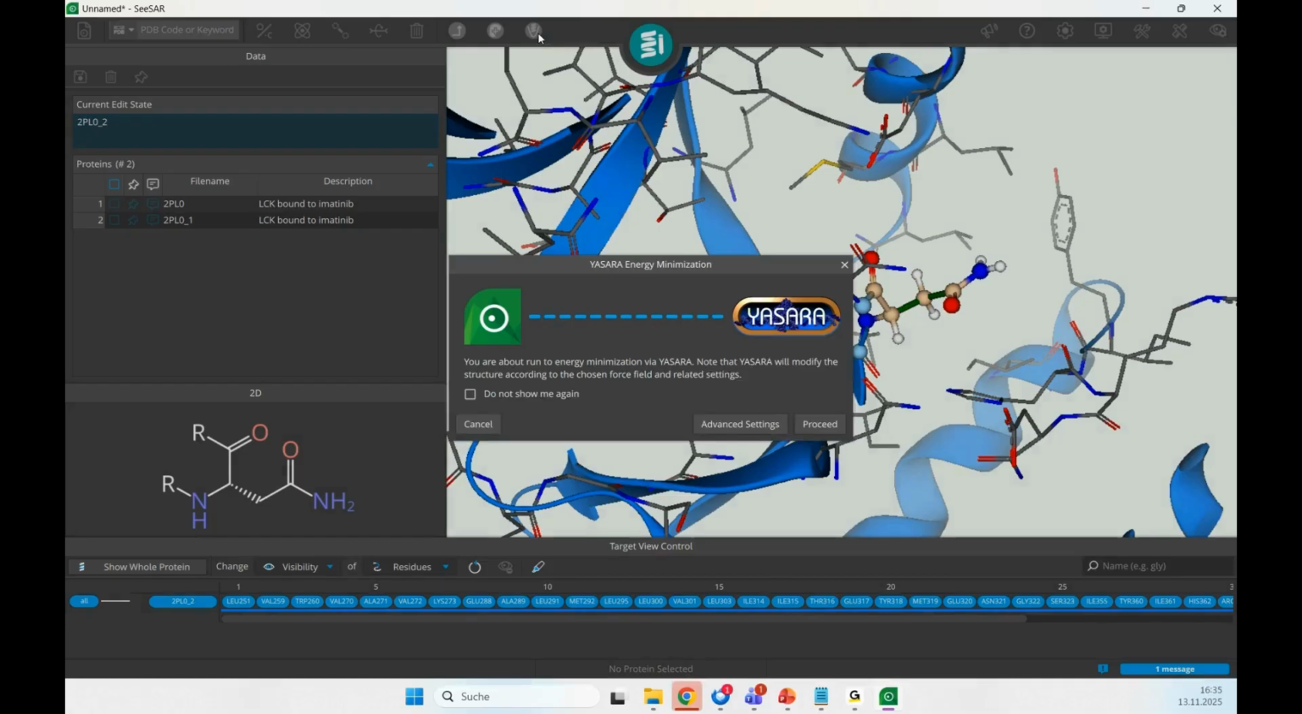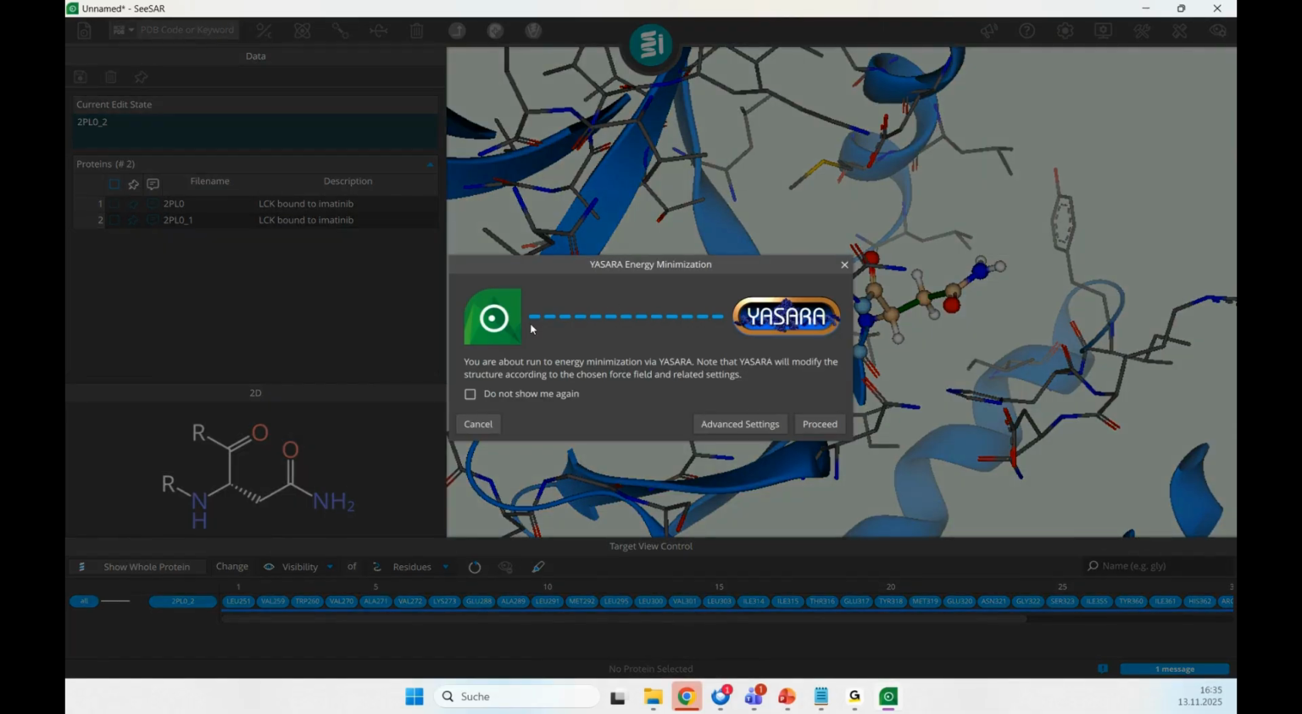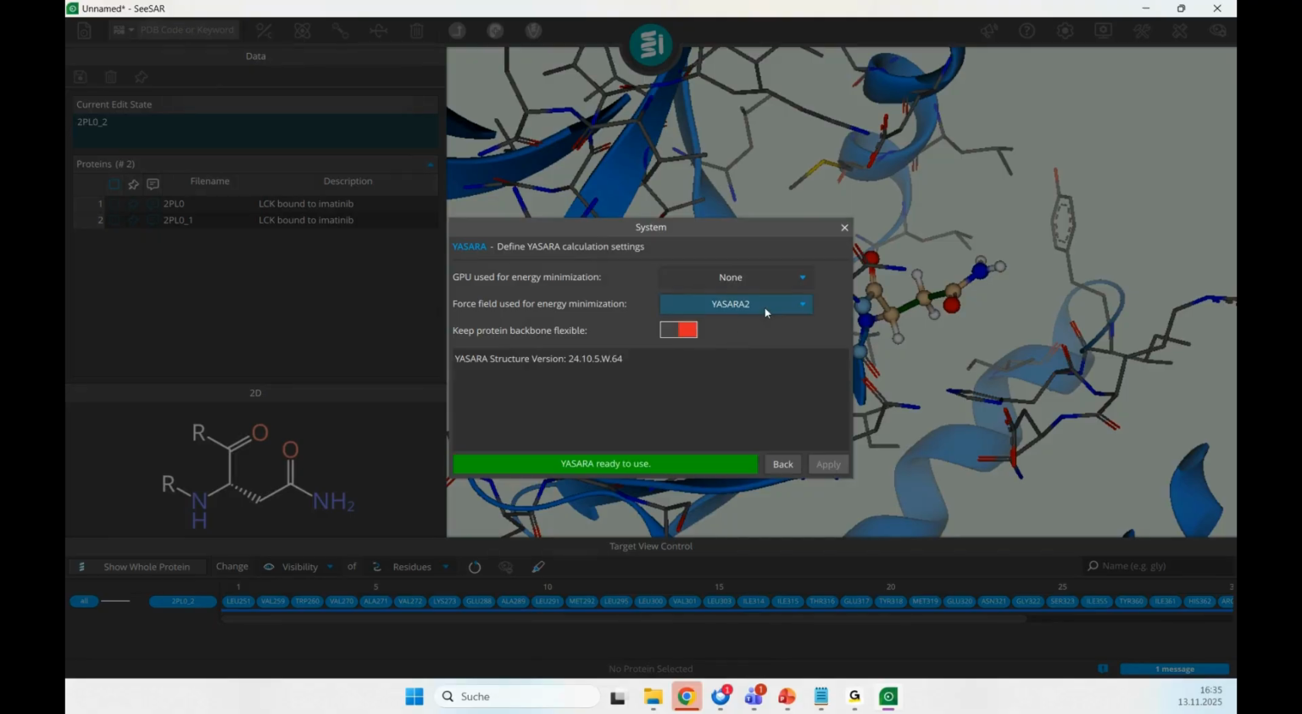So you can use this button, and you can see SeeSAR and Yasara communicate between each other. You can select a GPU you would like to use for the calculation, and among several potential force fields to do the energy minimization, Amber is quite prominent, I would say. In our cases, we made quite good experiences with Yasara 2 as a force field, and therefore we'll use this one.